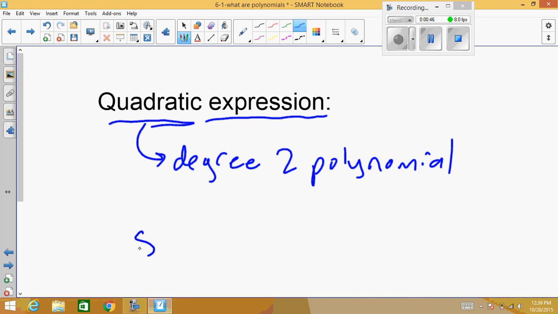So maybe something like 5x squared plus 3x plus 7. And I've already put that in standard form, highest degree of 2, then we've got a degree of 1, and finally we've got our constant.